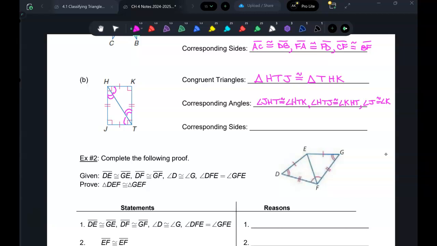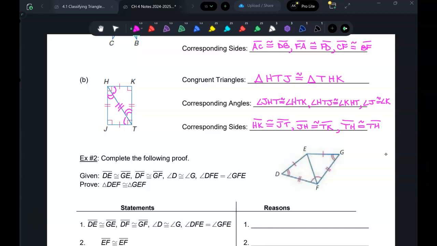Okay, the sides are a lot easier. HK is congruent to JT. JH is congruent to TK. Now, the last side happens to be a shared side. So you could say TH congruent to TH. This is actually where the reflexive property will come in. Anytime two triangles share a side, we count that as a pair of corresponding sides that are congruent.